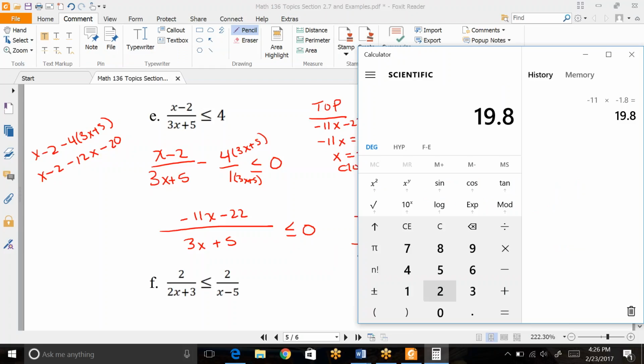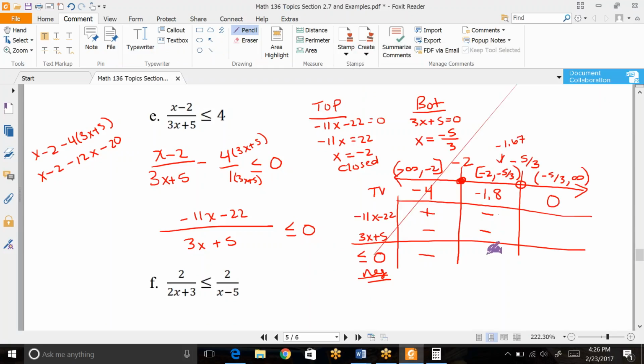And 3 times negative 1.8 is negative 5.4, plus 5 is still going to be negative. So that's going to be positive overall when we divide. 0 is just going to leave me with negative 22 and a positive 5, so a negative overall. So we actually get two different intervals, negative infinity to negative 2 bracket union with negative 5/3 to infinity.